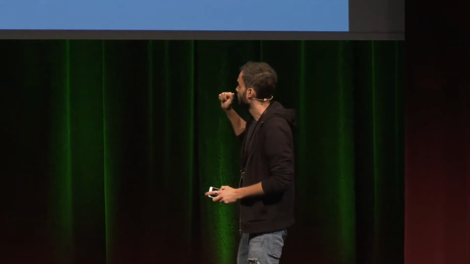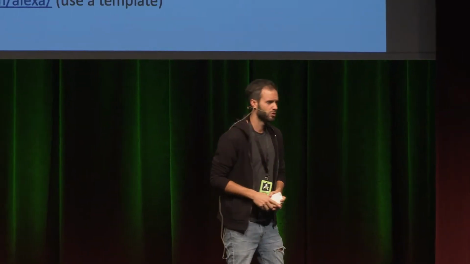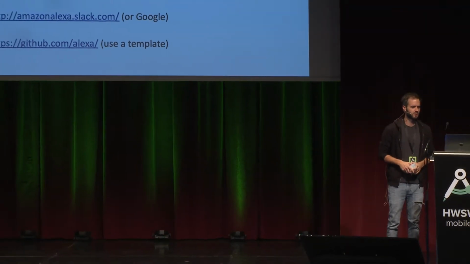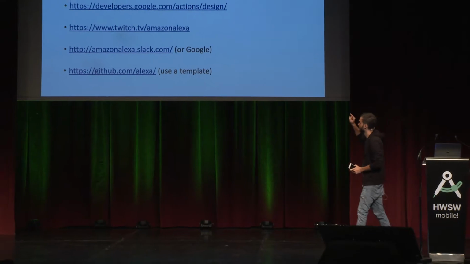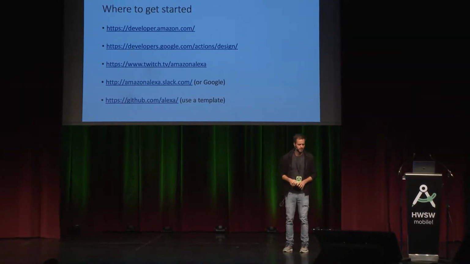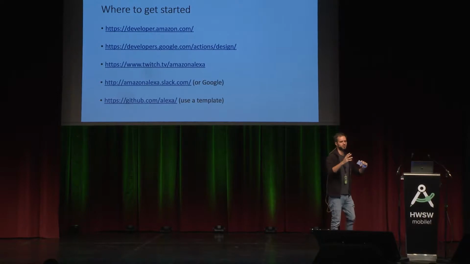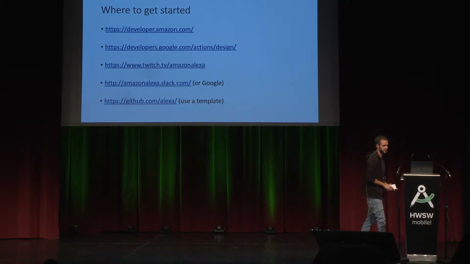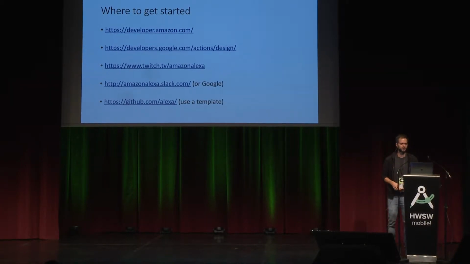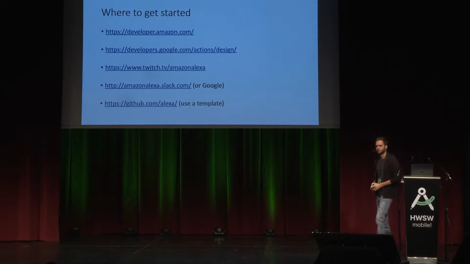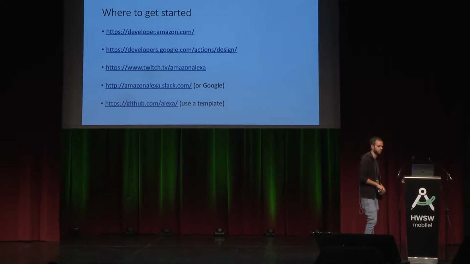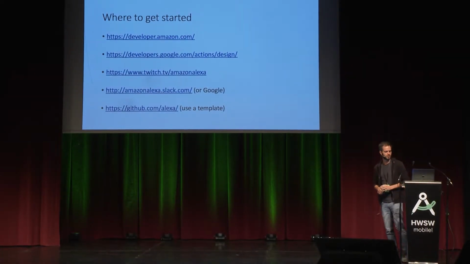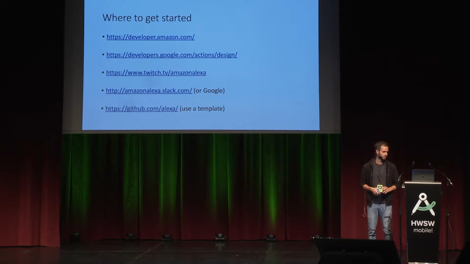First of all, you will need a developer Amazon account, which is basically free. And furthermore, they have some design guides. I also recommend the design guide from Google. They are more concentrated on the design aspect, but I highly recommend it. Amazon also created a Twitch channel. Then we have the Slack workspace. Go there, you will get a lot of help. And we have, of course, the code and the templates on GitHub.